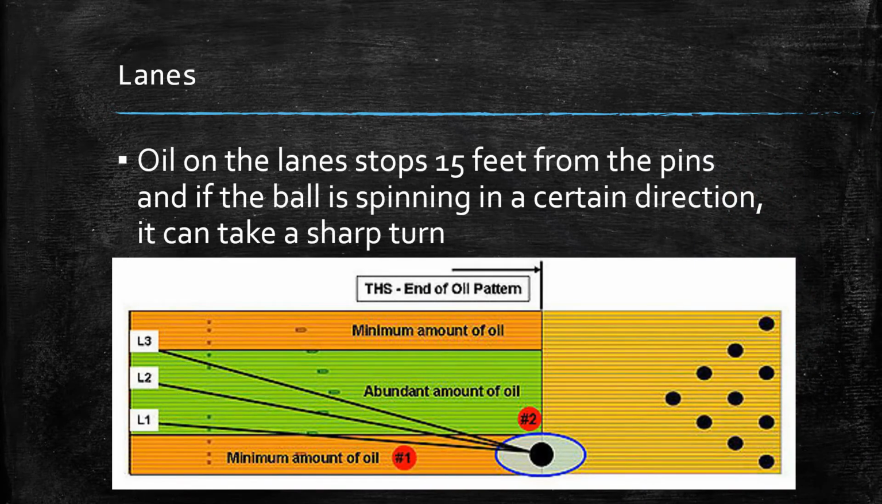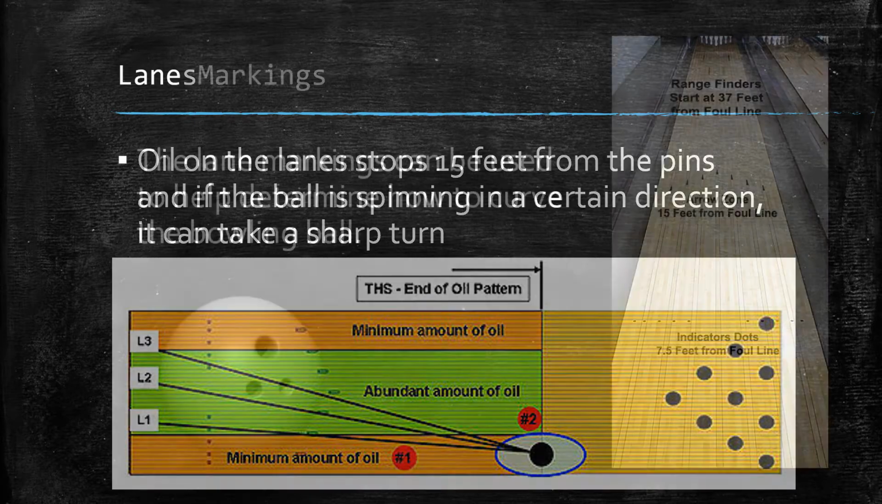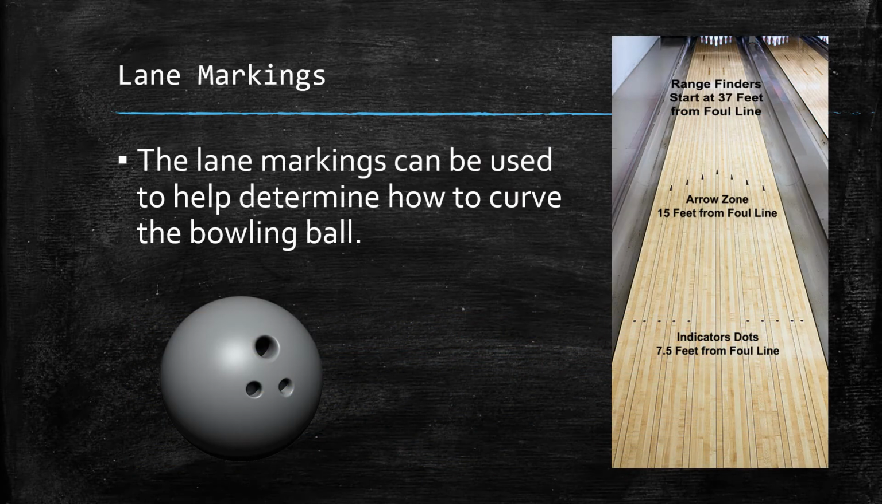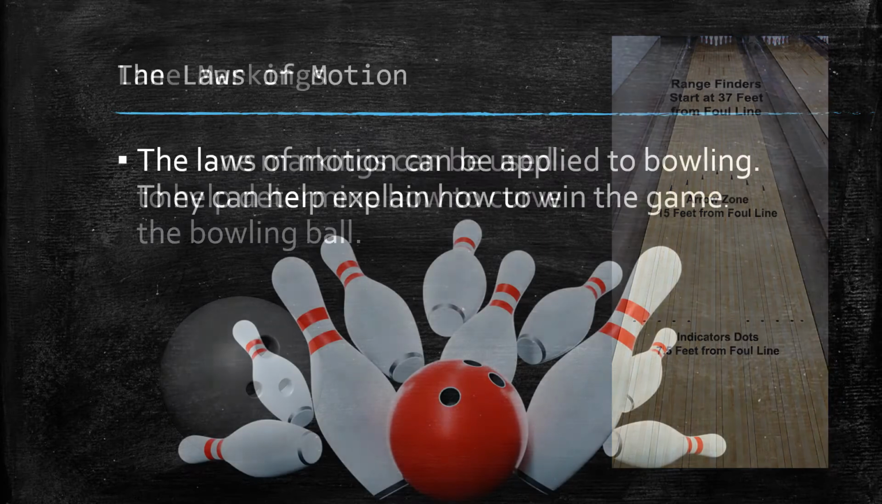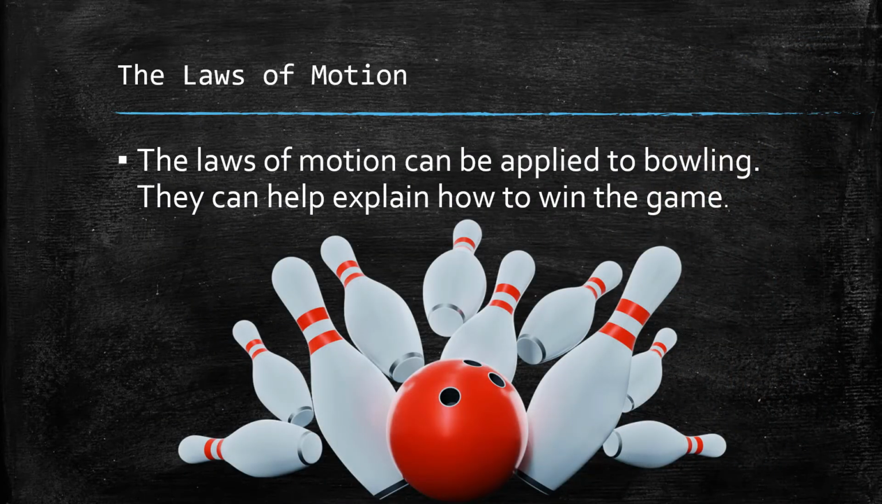As the ball goes down the lane, the oil patterns on the lane are going to help control where the ball goes. The oil stops about 15 feet from the pins, and if the ball is spinning in a certain direction, it has the possibility to take a sharp turn at that point. The lane markings can help determine where you should aim. If you aim for a certain marking and you know how the trajectory of the ball is going to curve, you can use these arrows to your benefit in order to perfect that hook.